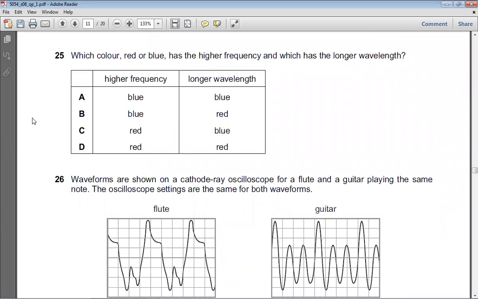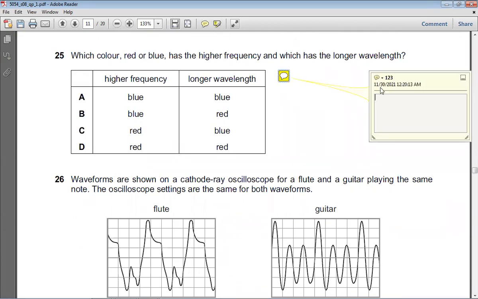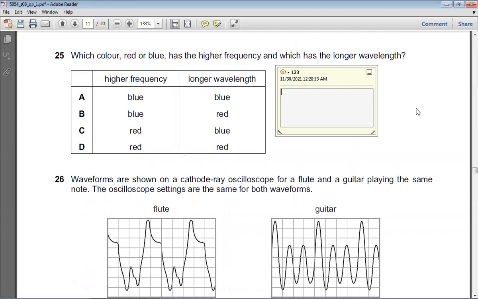Which color, red or blue, has the higher frequency and which has the longer wavelength? So remember this code word. Here we have a code word. Let me write that code word here. The code word is ROYG.